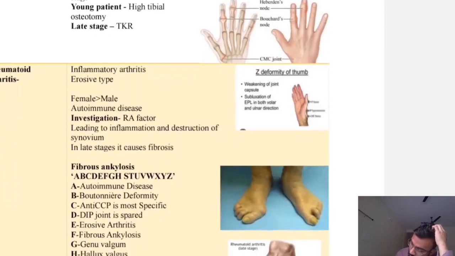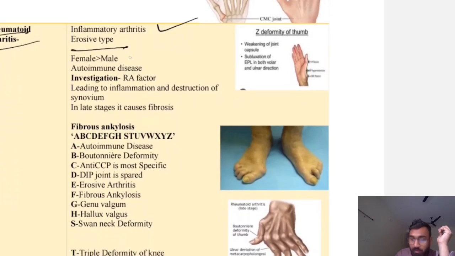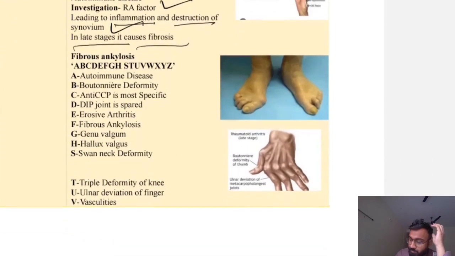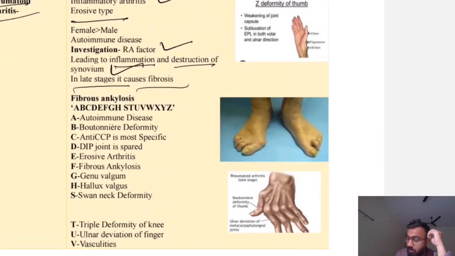Now, rheumatoid arthritis, I have explained to you, it is inflammatory arthritis, erosive type. Female is more common than male. It is an autoimmune disease. RA factor is the investigation, which leads to inflammation and destruction in the synovium. In the late stage, it causes fibrosis. Now a mnemonic to learn all the features of rheumatoid arthritis: A, B, C, D, E, F, G, H, S, T, U, V, W, X, Y, Z.